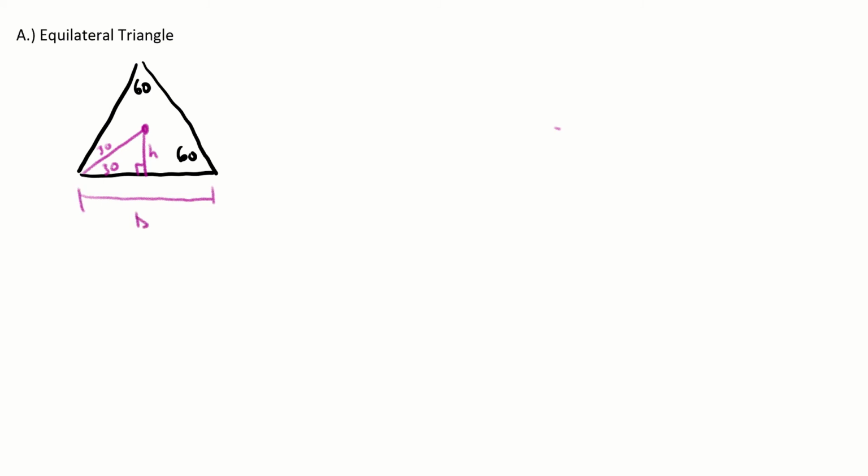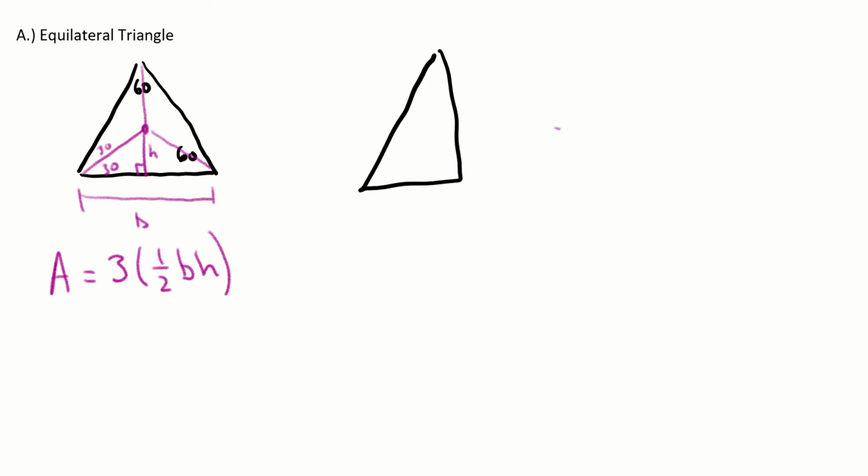Now you need to remember, how many triangles do I have in here, right? So I have 1, 2, 3. So my area is going to be A equals 3 times 1/2 base times height. Now, some of you are saying, well, Miss Fifield, I know that if this is 60 and I know this is 30, I can kind of work backwards to find the area of one of these triangles.